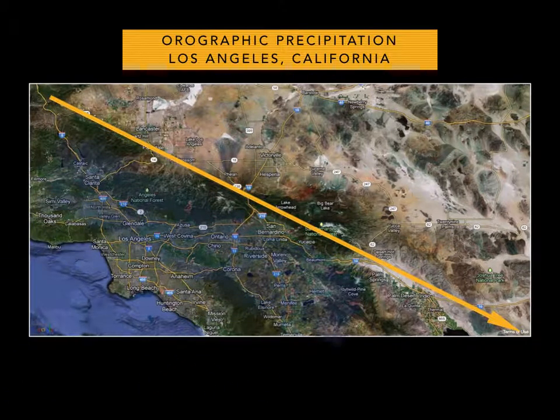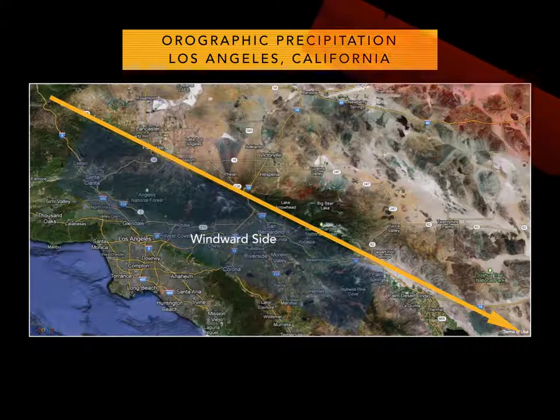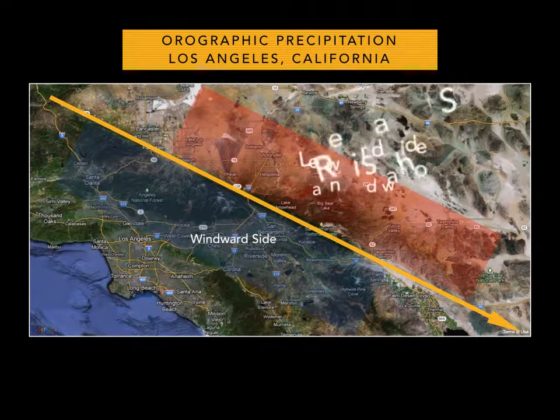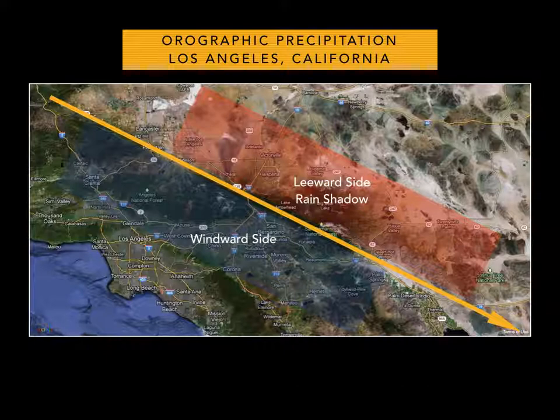This is an animation of orographic precipitation outside Los Angeles. It shows the windward side of the mountain. In the desert, you see the leeward side, or the rain shadow.